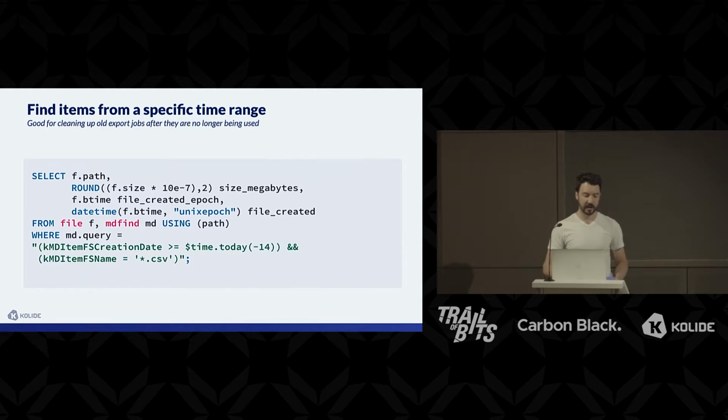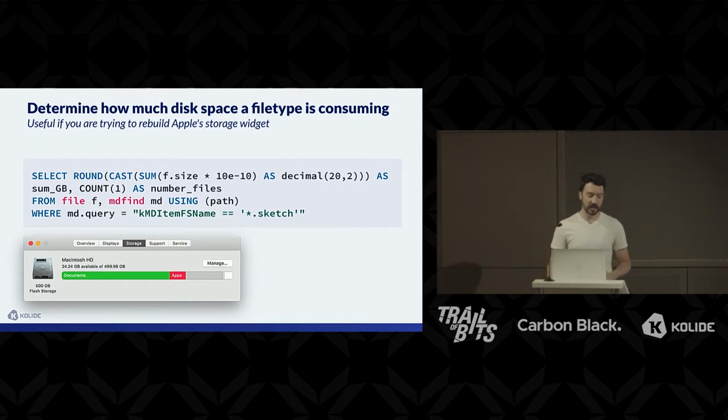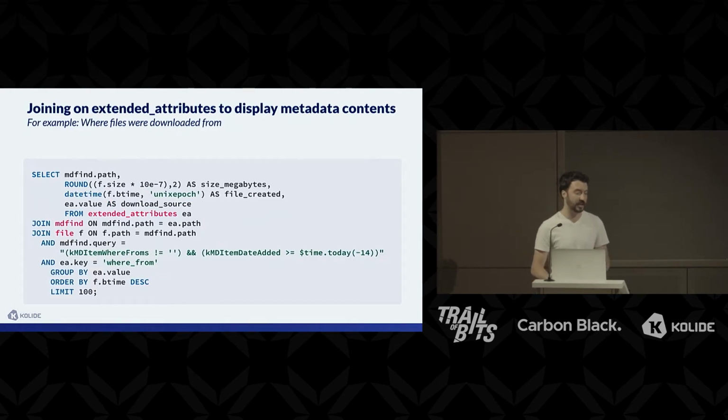We can do things like finding items from a specified time range because mdfind supports a time operator. So let's say that your developers are making exports of the CSV every day and they forget to clean them up. We can find the ones that are older than 14 days or whatever. And then we can use mdfind to determine how much disk utilization we're spending on certain item kinds. And if we want to get really fancy, we can join on extended attributes, and we can actually output some of the metadata that is available.